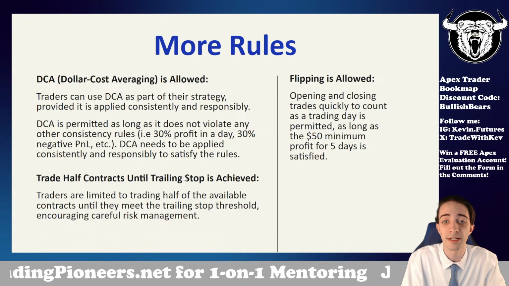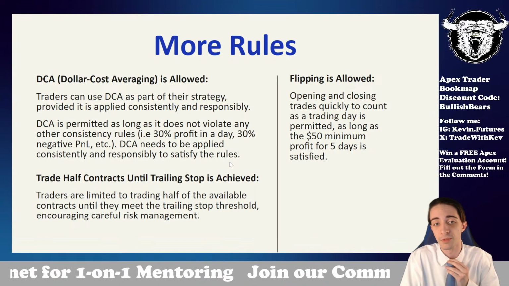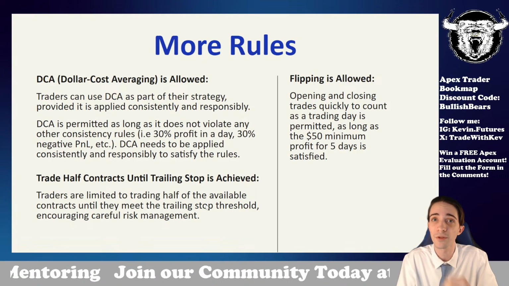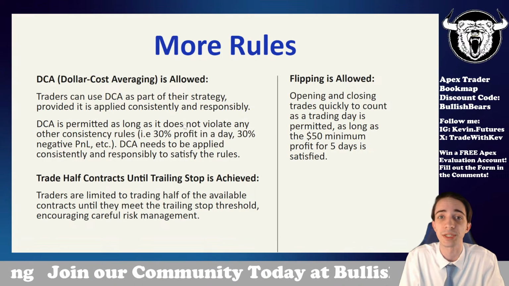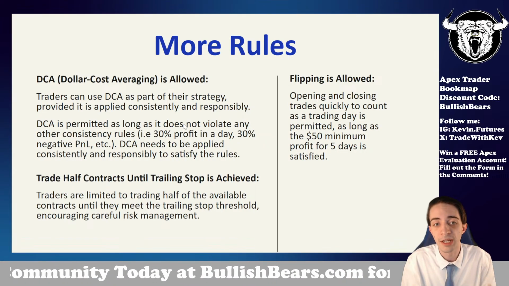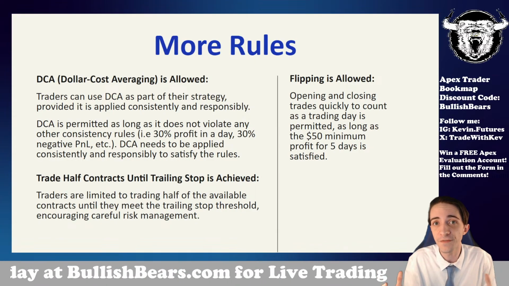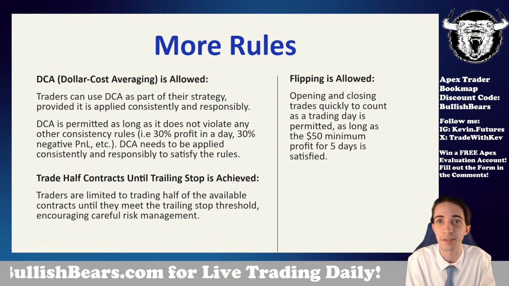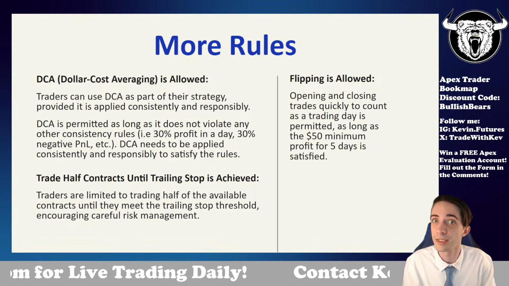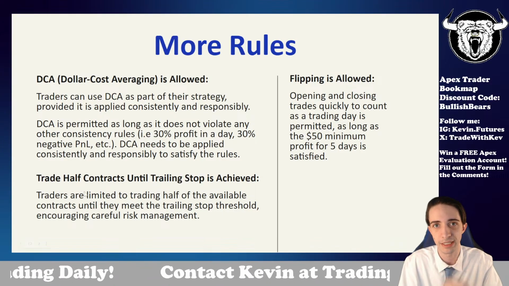Trade half contracts until trailing stop is achieved. Traders are limited to trading half of the available contracts until they meet the trail stop threshold, encouraging careful risk management. So guys, this is important too, because this is also a rule that Apex has that I don't think anybody really talks about. Now, if you're on a 50K account, they give you 10 minis. A 50K account, $2,500 trail down, we're never trading 10 minis. We're probably not even going to trade 5 minis. So it's okay. This isn't a rule we really need to focus on.